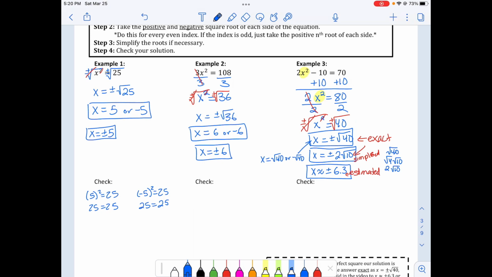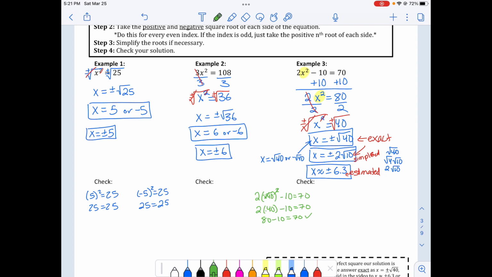When I say exact, what I mean is that if I were to substitute my solution in to check it, it would check in the original equation. So, for example, here was the original equation, 2x squared, so I'll plug in square root of 40, minus 10 equals 70. Well, the square root of 40 squared is just 40. So 2 times 40 minus 10 equals 70. That is 80 minus 10 equals 70, and that comes out true. So I could check it, just like we have always liked checking our solutions.